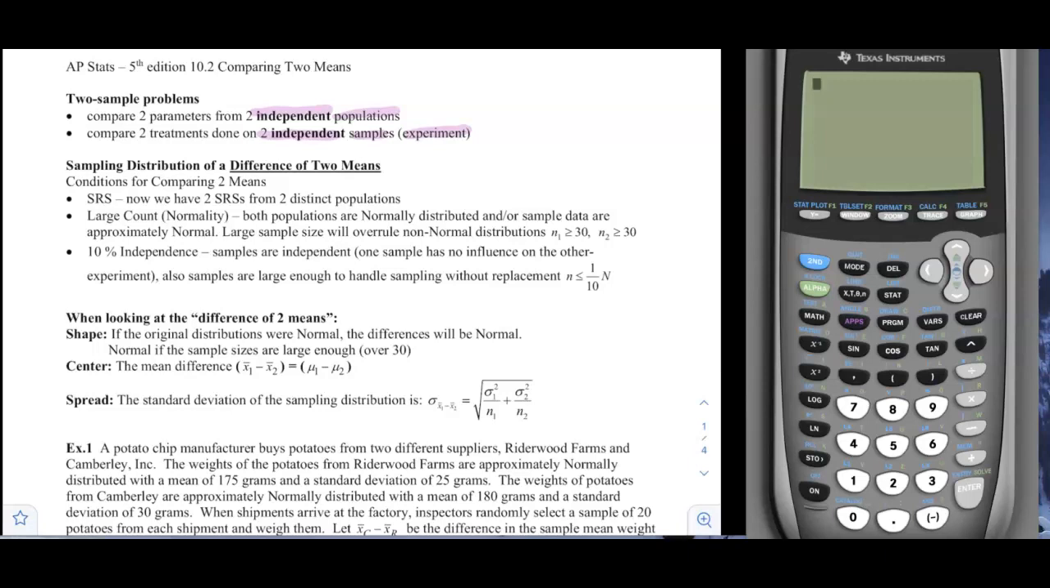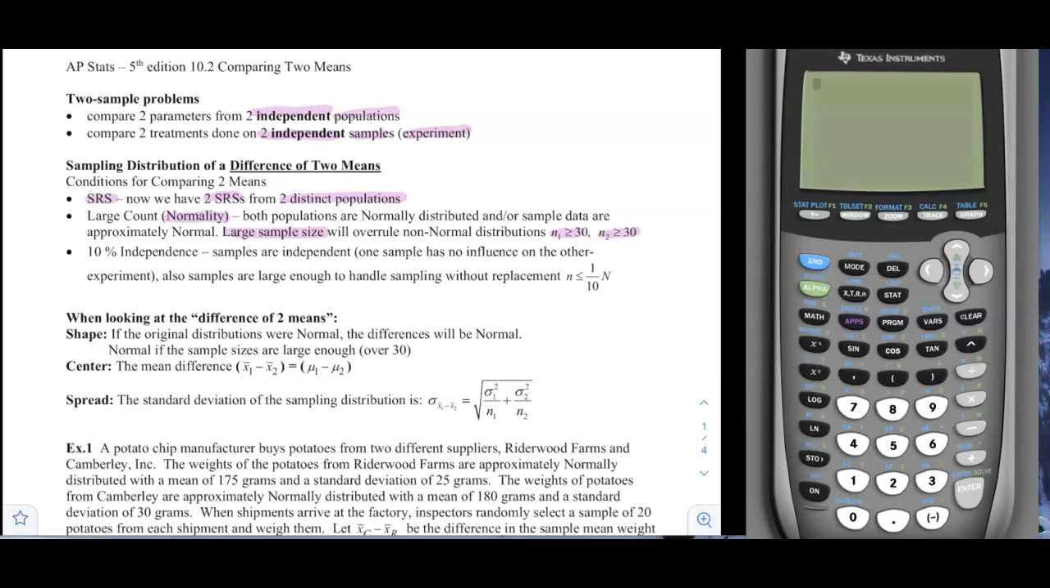That means we have some conditions we need to look at. They're going to be all really similar to what you're used to before. When we have an SRS, we now have to make sure there are two SRSs from two different populations. We still have the large count, or really the normality rule here, which the nice thing is if they say the individual populations were normally distributed, then their differences should also be normally distributed as well. We do still have to check the large sample size if they don't give us that the original populations were normally distributed. And that will overrule non-normal distributions if you have a large enough sample size. So that means each individual population has to be more than 30.